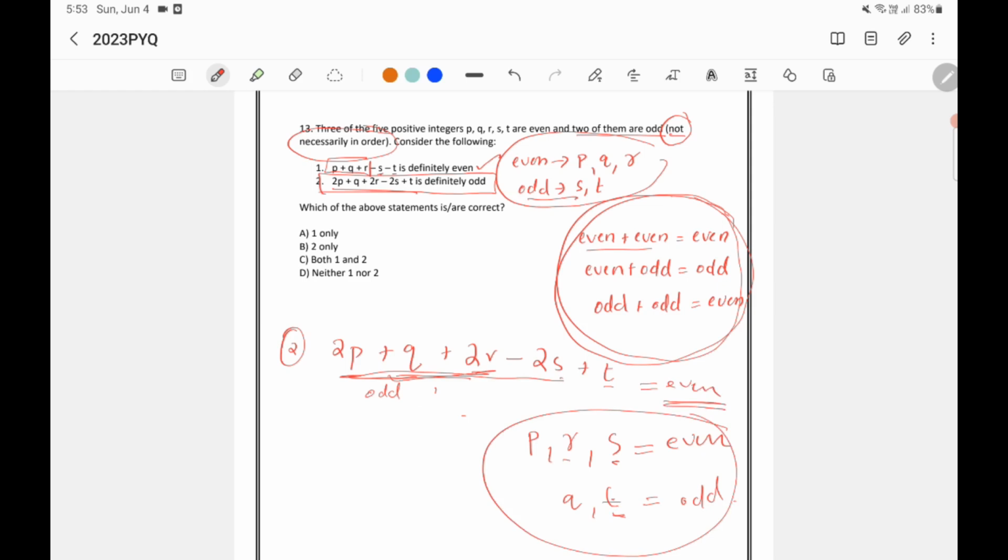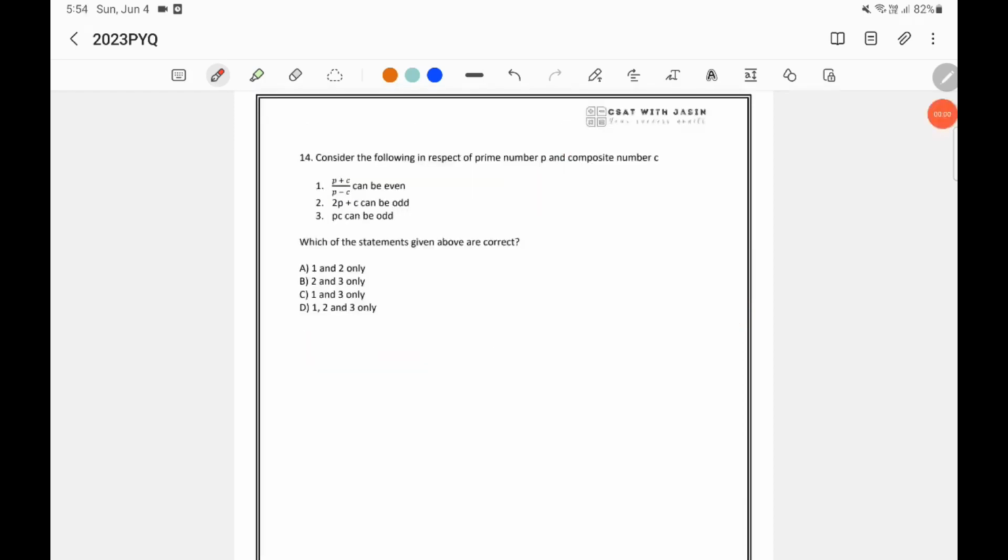So this second statement can be odd or even. So we cannot say that this is definitely odd. So statement 2 is actually wrong and statement 1 is the only correct one. So 1 only is the answer here. So let's look into the next question.